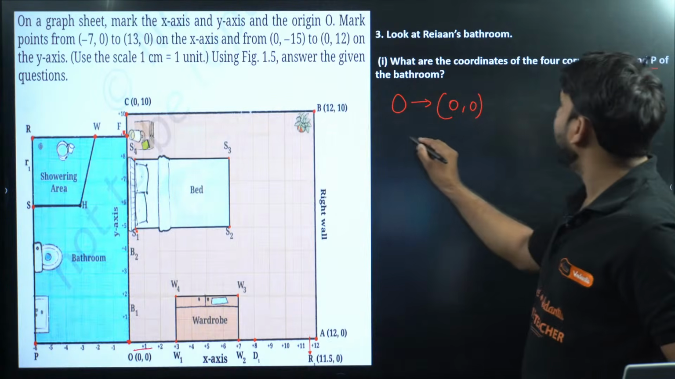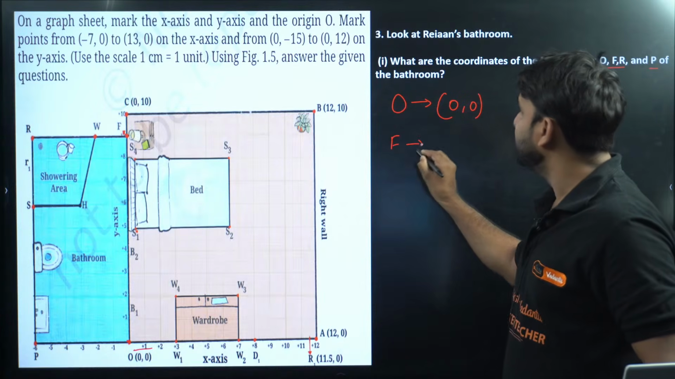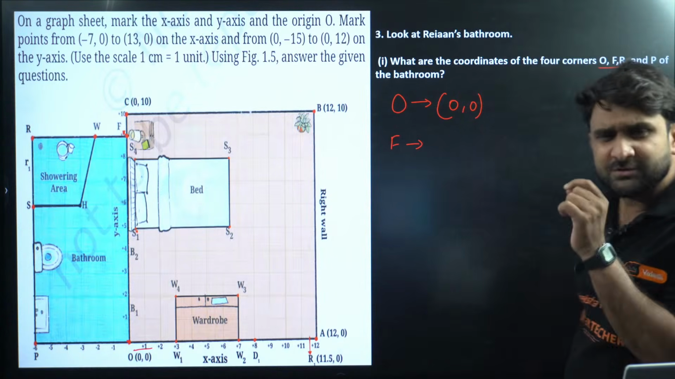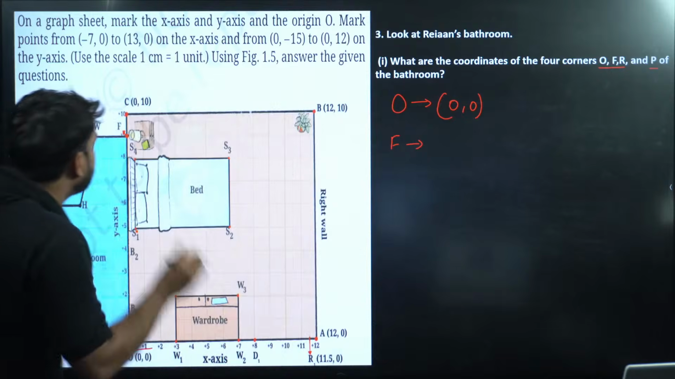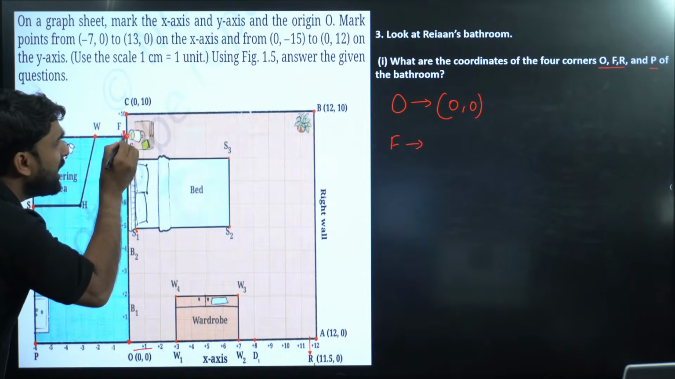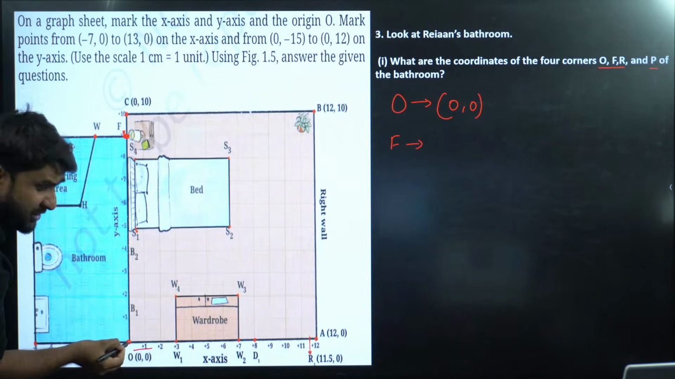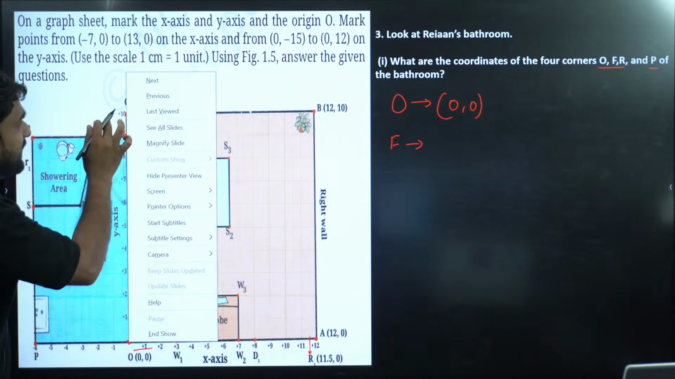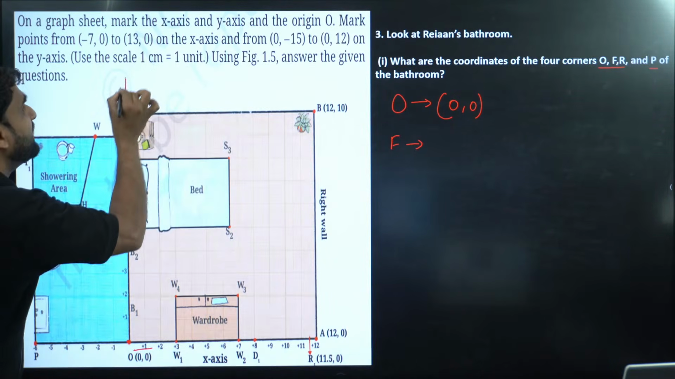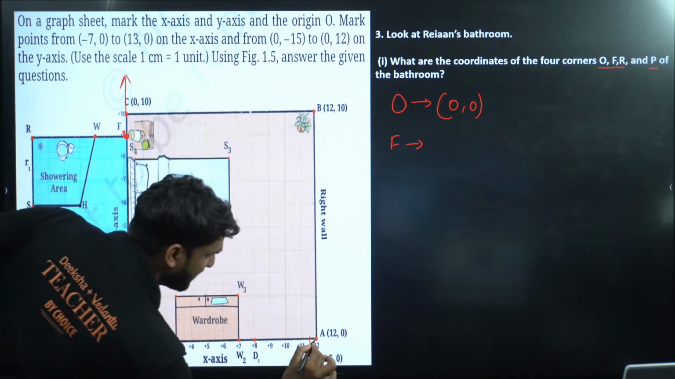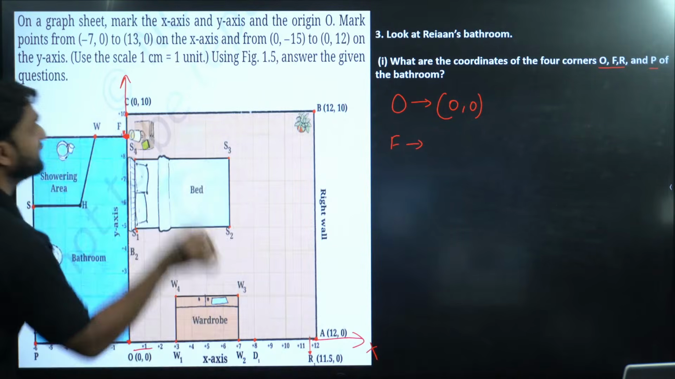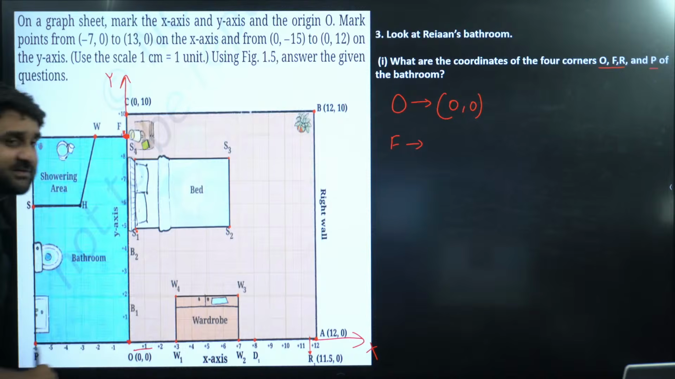Moving to next, the F coordinate. What will be the F coordinate champion? Now look at F. Please focus on F. Where is F? This is F here. Now you can see this is the origin. So this line will be the y-axis, and this line is basically the x-axis. This is the y-axis and this is the x-axis.